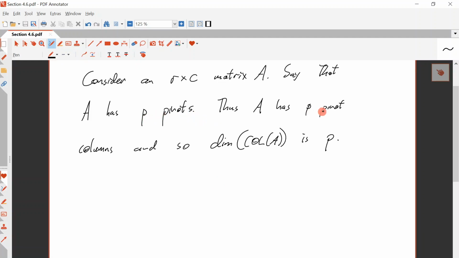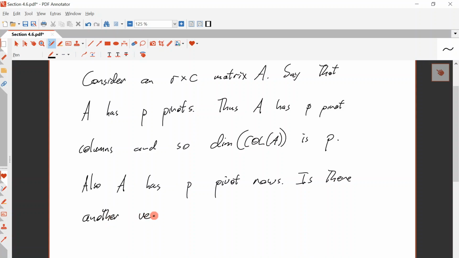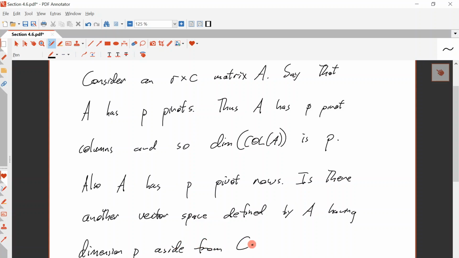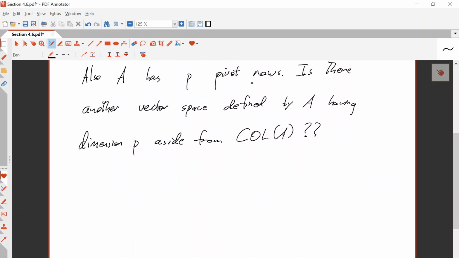Since A has P pivots, A has P pivot columns, and also A has P pivot rows. Is there another vector space defined by A having dimension P, aside from the column space of A? Well, the answer, of course, is yes, and that's as follows.